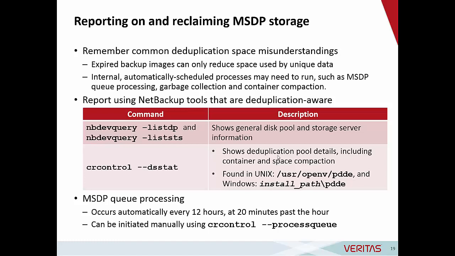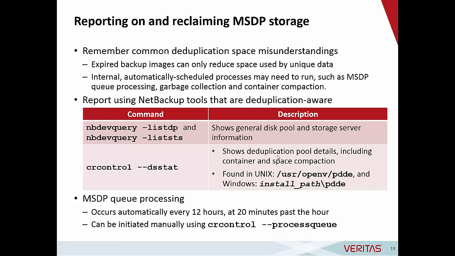As noted on the slide, MSDP queue processing takes place every 12 hours. Queue processing means that the dedupe pool is going through and processing the queue for deletions, and that's the removal of data that doesn't need to be there, for example, expired images. And so it's kind of a two-step process to free up space within a dedupe pool. NetBackup sends a signal to the dedupe engine, says, hey, this backup image has expired, it doesn't need to be there anymore. The deletion notice gets added to the queue, and then the queue gets processed, and segments which don't need to be there anymore are identified and are deleted from disk.